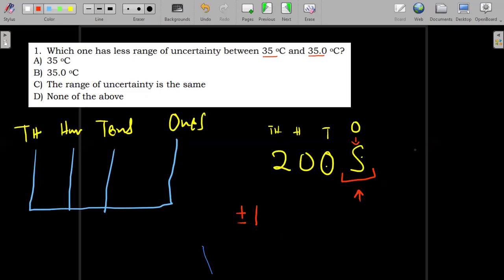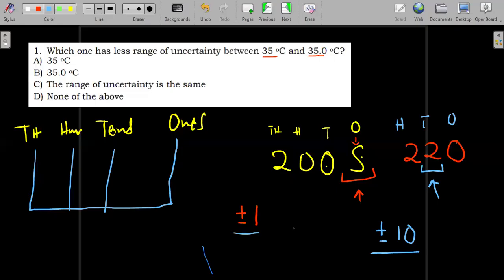Okay, what if I have 220, and I want to find the uncertainty for this? So you check this number. Which one is our last significant figure? Our last significant figure here is just this 2. So this 2 is in the what? In the tens. Remember, the first one is the ones, this one is the tens, this one is the hundreds, like that. So here your uncertainty will be plus or minus 10, because the uncertain digit is in the tens. But where it was in the ones, your uncertainty is just plus or minus 1.